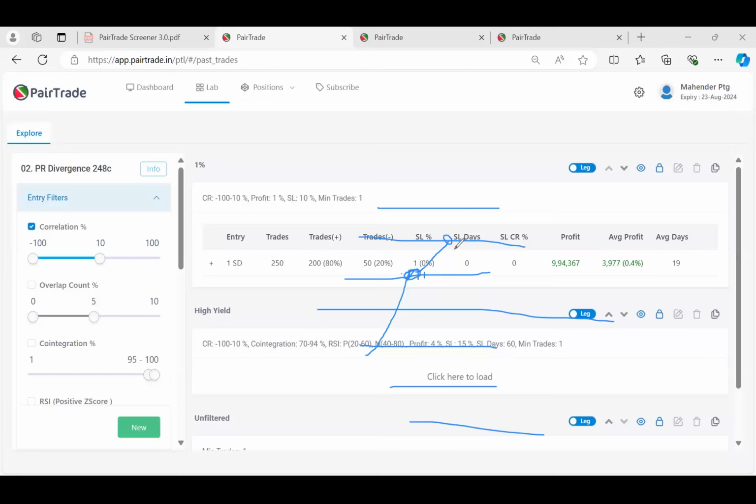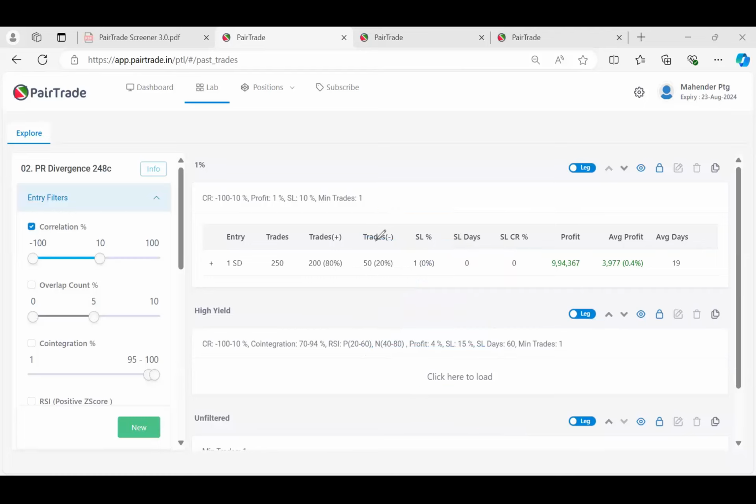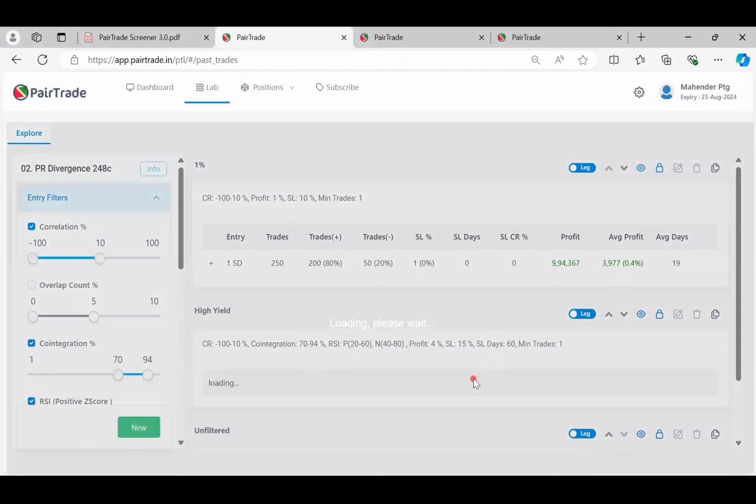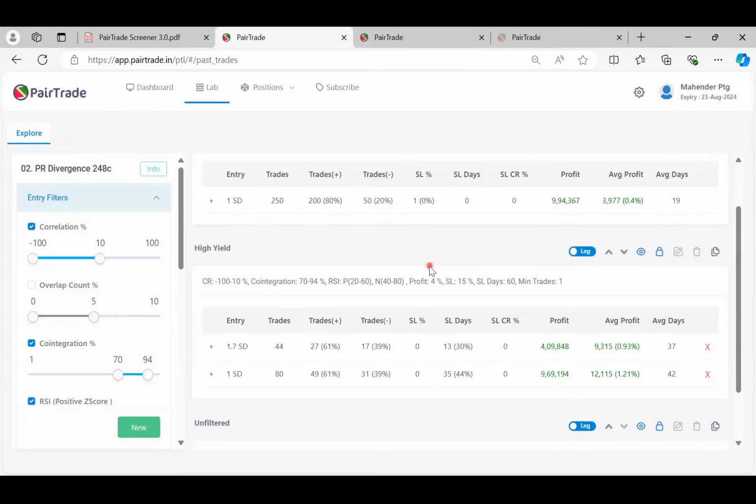Now you can check, if we are doing the same thing at 2, what would be the results? So that also you can do the back testing and you can check whether it would be feasible for us to trade at 2 standard deviation or not. Yeah. Here the high yield is there. More profit comparatively with this one. Here it is high yield.